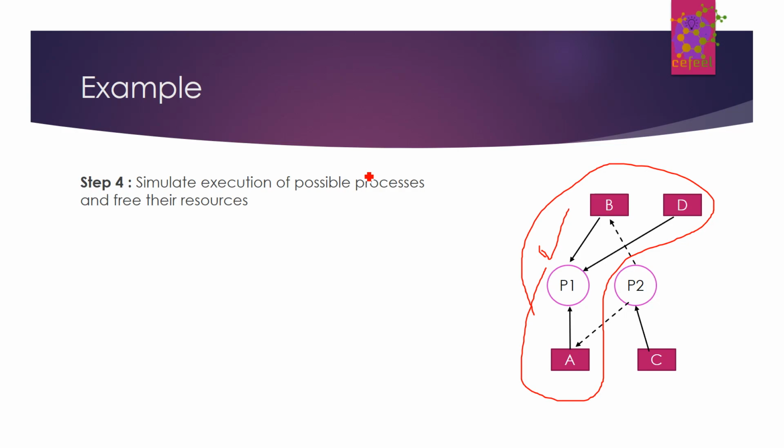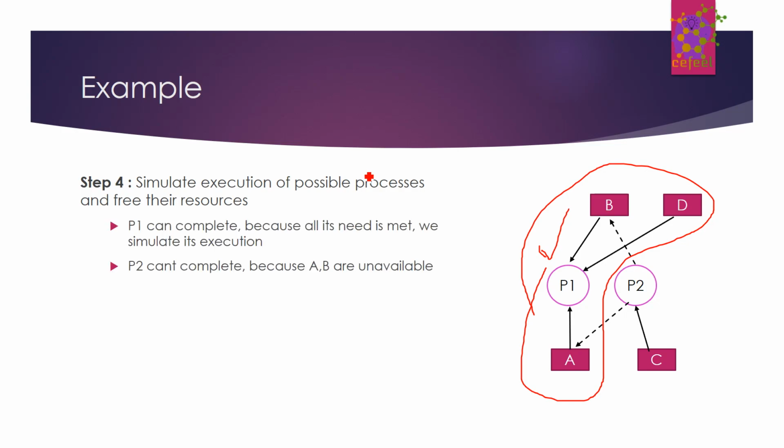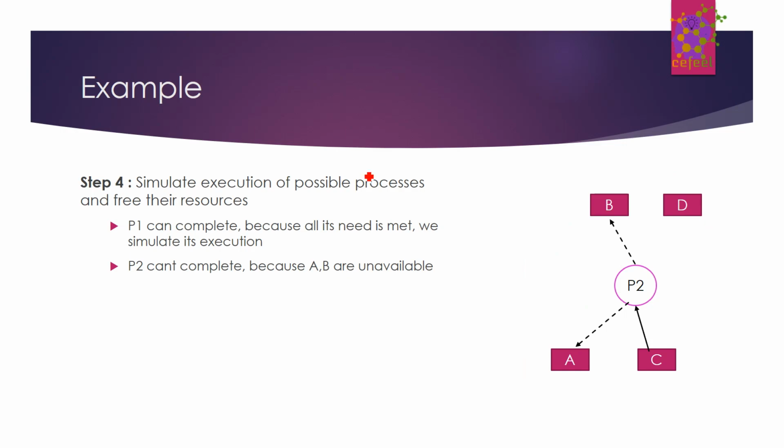But notice we still cannot complete P2 because P2 has 2 claim edges, which means P2 still needs A and B to be allocated to itself so that it can be executed. So we complete P1 and we remove P1. So finally in our graph, we are only left with P2 and 3 edges. And in fact resources A and B are now released and they are readily available to P2.